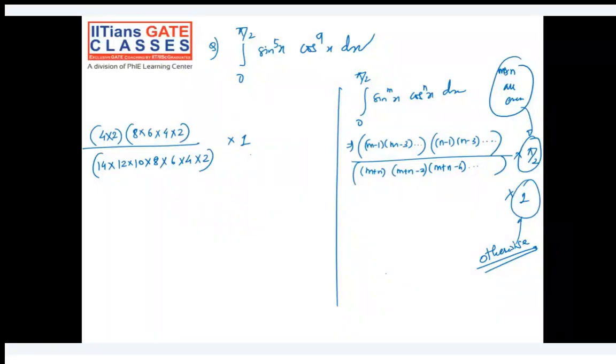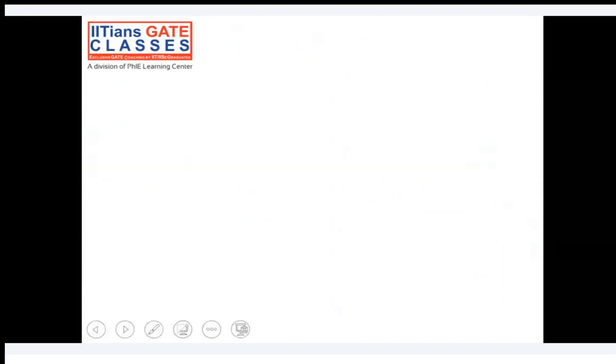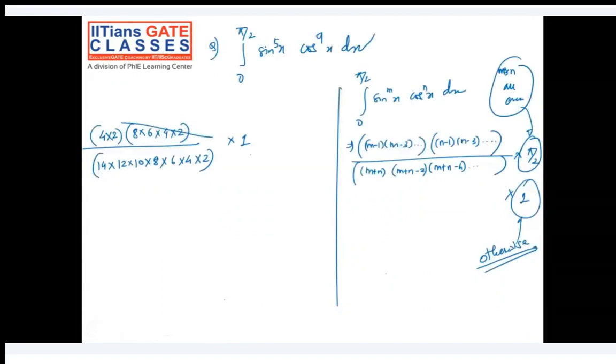So then this entire term will get cancelled out from here to here: 8, 6, 4, 2. And 4 threes are 12, 2 sevens are 14. How much? 1 divided by 2 110, right? Is it correct?